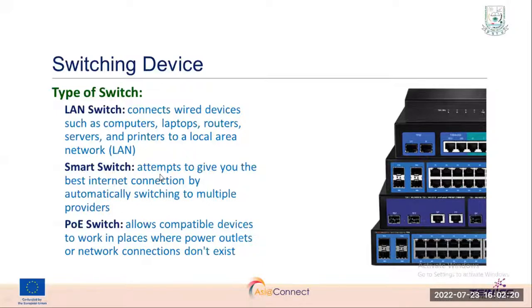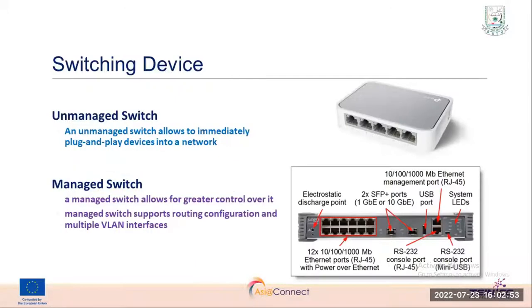Smart switches attempt to give you the best internet connectivity by automatically switching between multiple providers. If there are multiple network providers, the smart switch placed there may have multiple incoming connections, and it will automatically switch between them to maintain a quality connection. A PoE switch allows compatible devices to work in places where power outlets or network connections do not exist. Unmanaged switches allow you to immediately plug and play devices into the network. A managed switch allows for greater control over it. Managed switches support routing configuration and multiple VLAN interfaces.